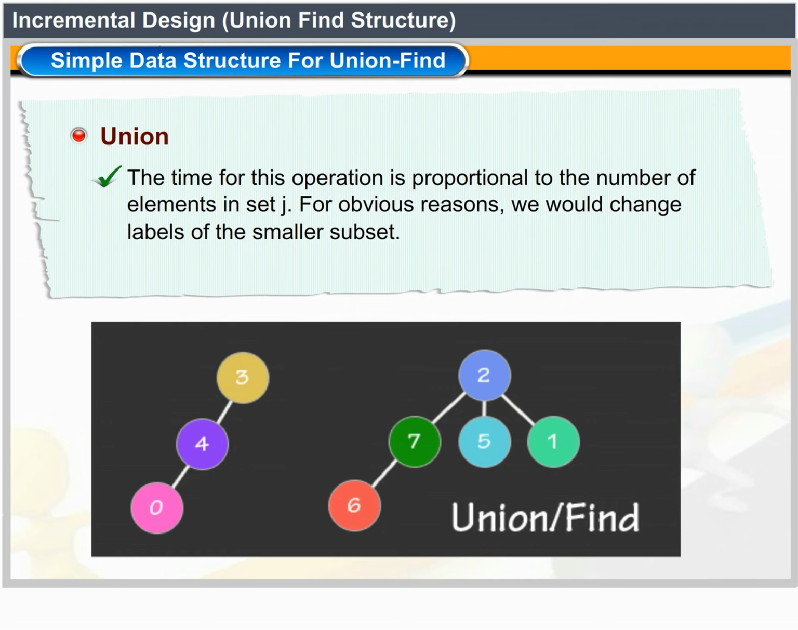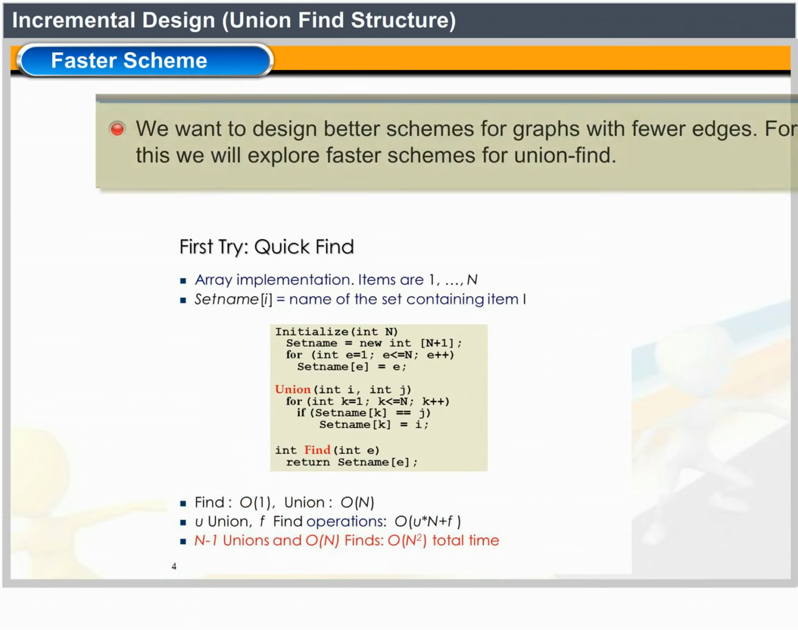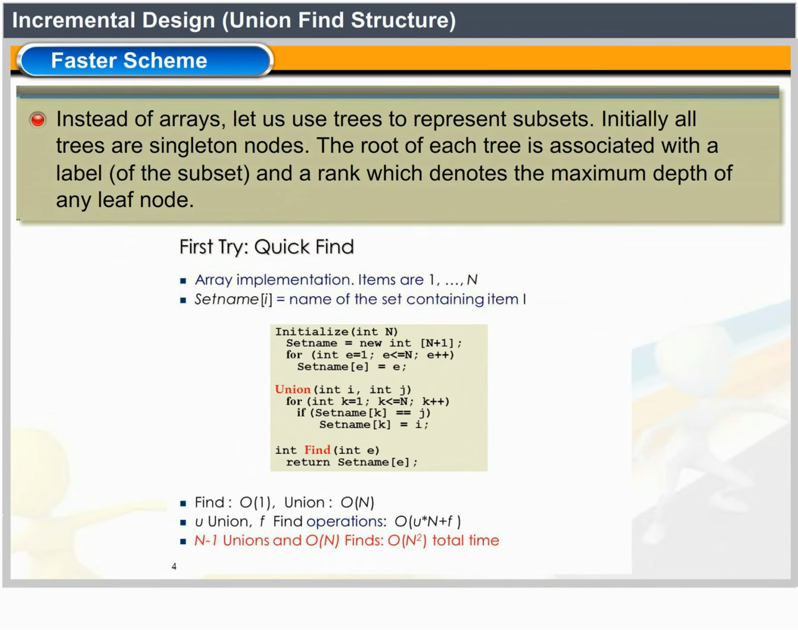Faster scheme. We want to design better schemes for graphs with fewer edges. For this, we will explore faster schemes for union find. Instead of arrays, let us use trees to represent subsets. Initially, all trees are singleton nodes. The root of each tree is associated with a label of the subset and a rank, which denotes the maximum depth of any leaf node.